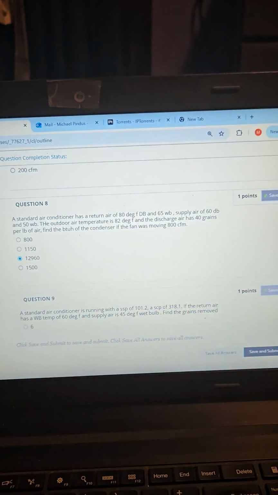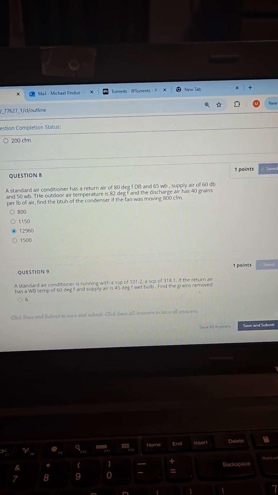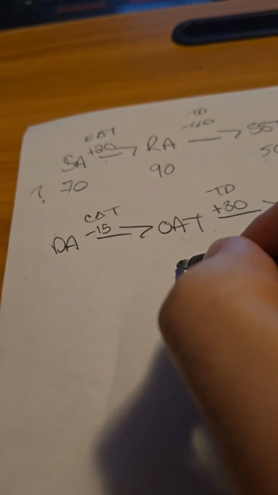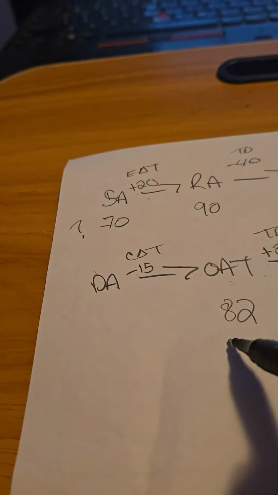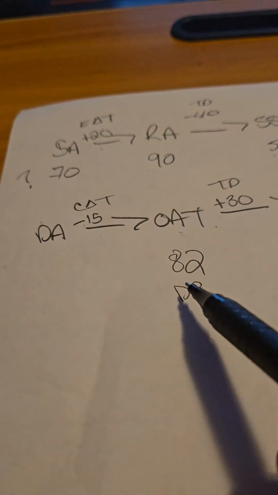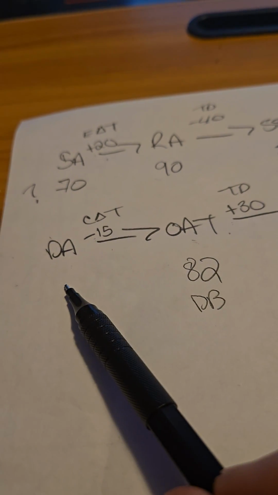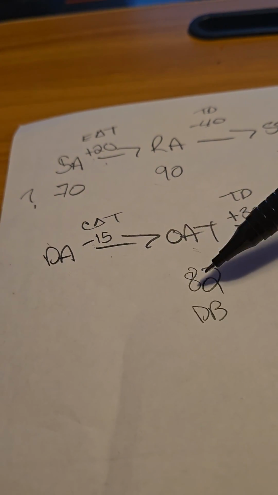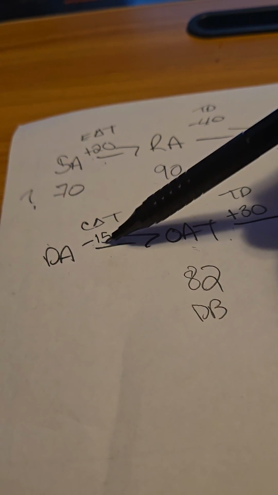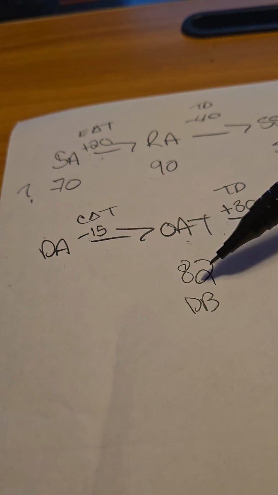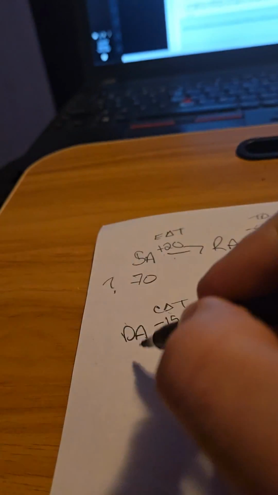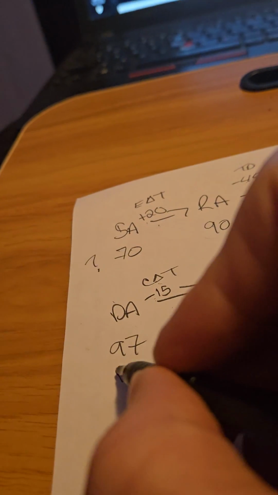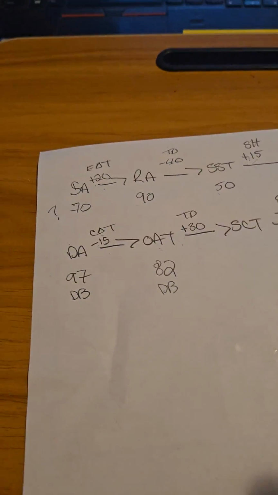Well, because nothing's given or specified, we are going to assume these are design conditions, okay? So we have an outside ambient temperature of 82, and that's dry bulb. And we want to find our discharge air temperature dry bulb, right? In order to do that, we are going to take 82, not minus but plus, because we're heading the opposite direction. So 82 plus 15 equals 97 dry bulb. Right? See how I did that?